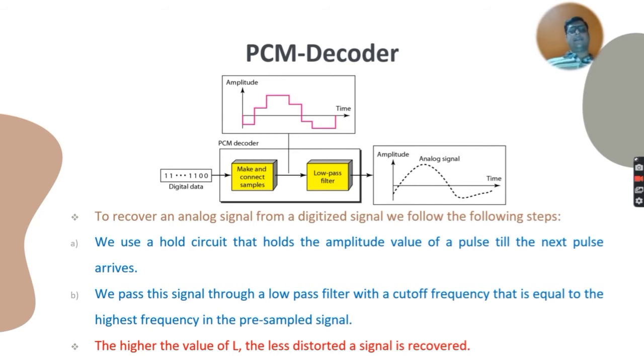And the higher the value of L, the less distortion in the signal, because if the number of levels is increased, the quantization error is decreasing. If the quantization error decreases, that means the error effect is less. If the quantization level increases, the effect of quantization will be very less. And the signal reconstruction will be very easy if the number of levels is high. Okay, so this is called a PCM decoder.